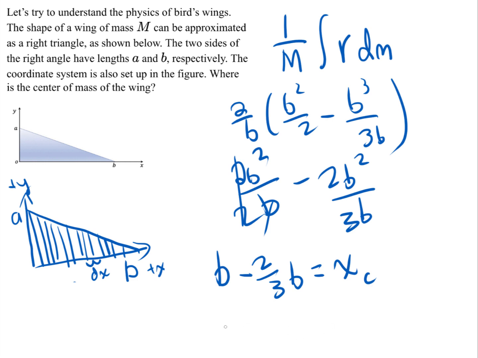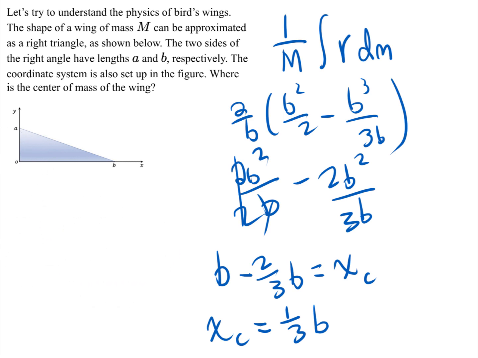So evaluating this, you get that the x-coordinate for the center of mass is simply equal to 1/3 the length of b, which is going to be right around here. So if I write it down, the x-coordinate for the center of mass is equal to 1/3 the length of b.